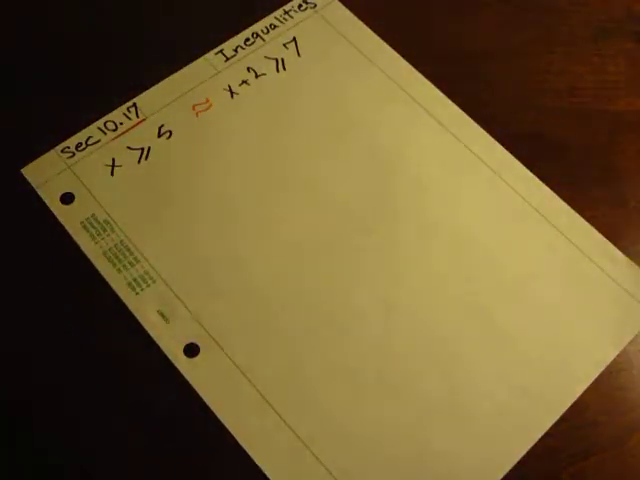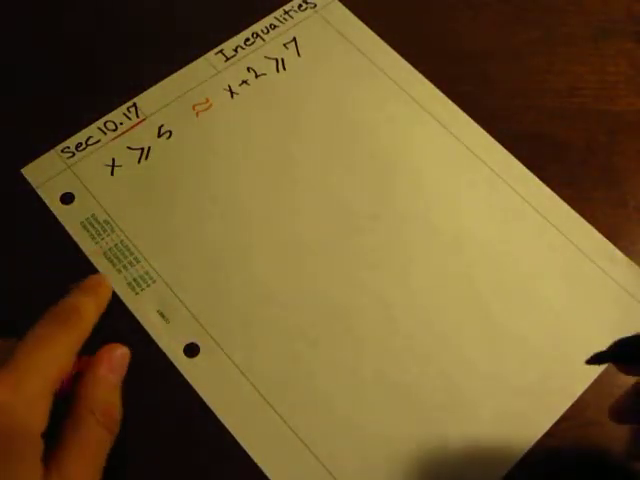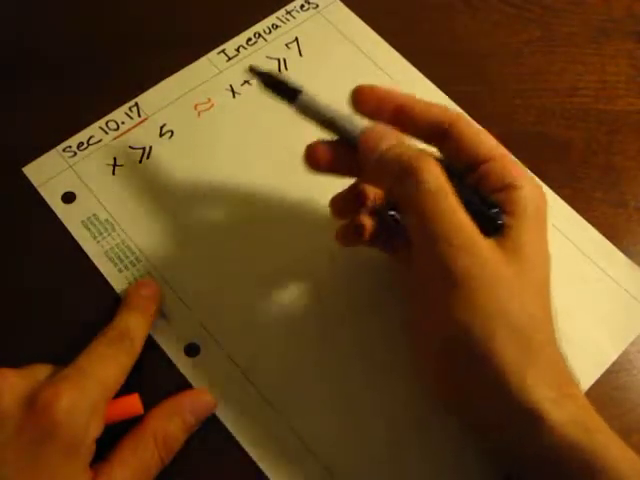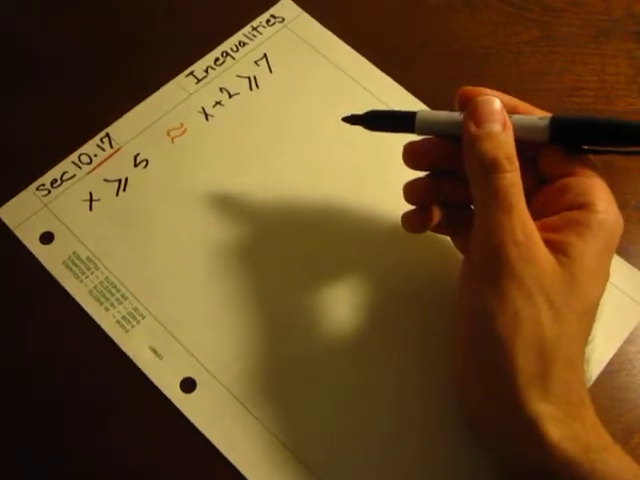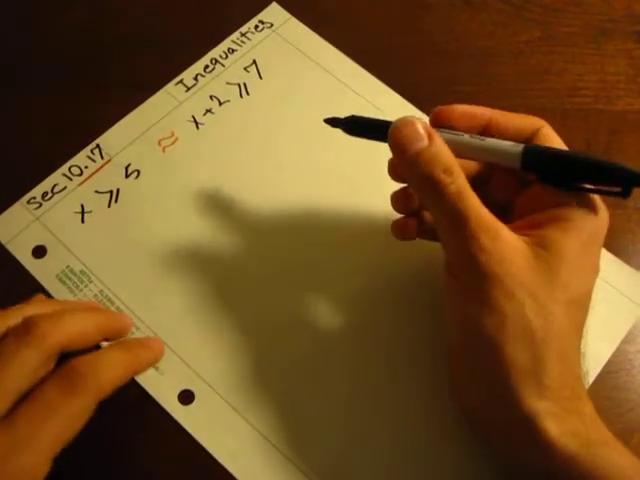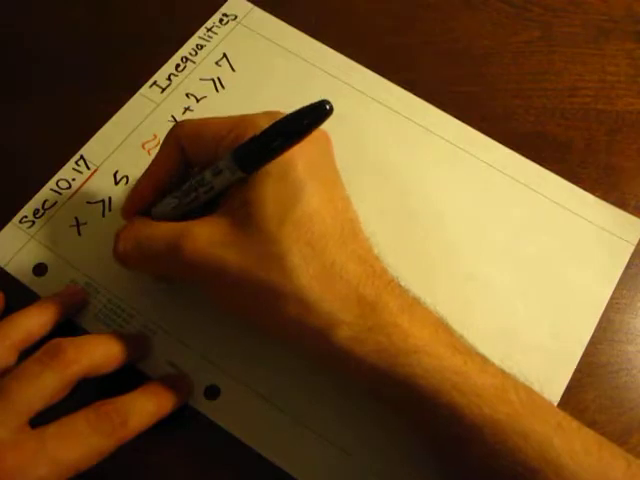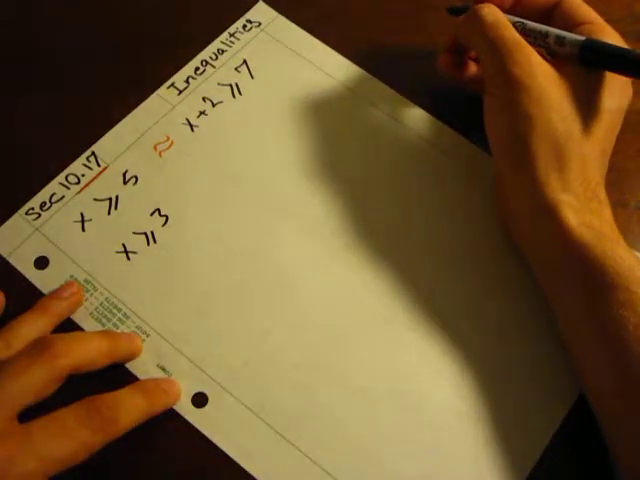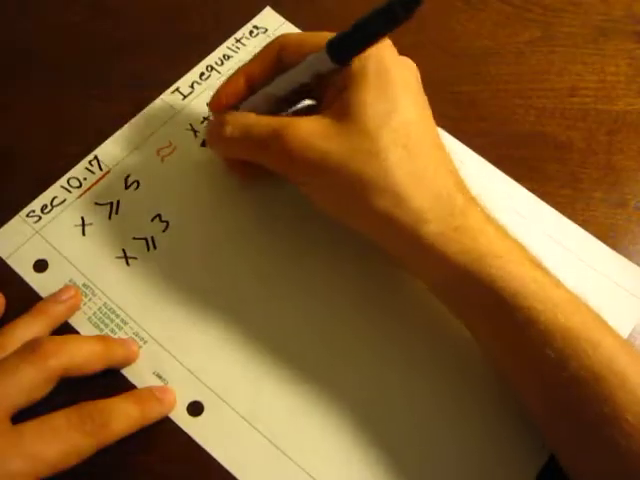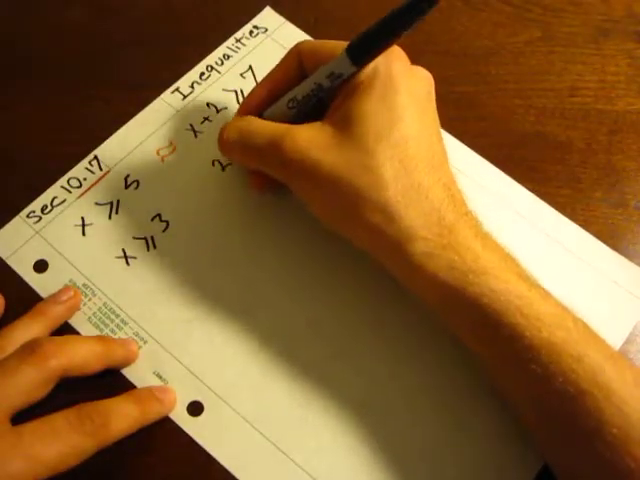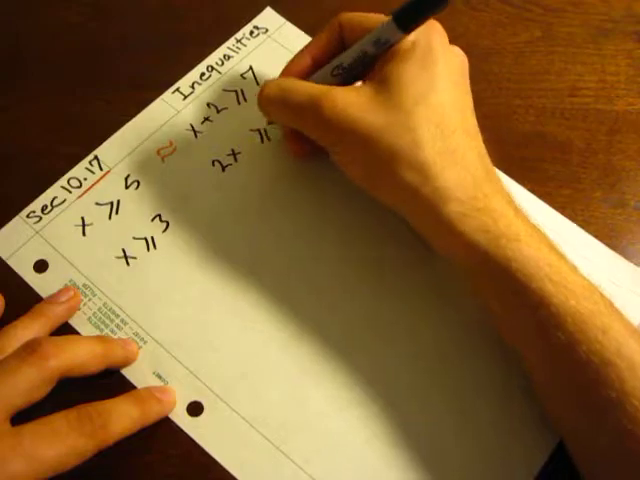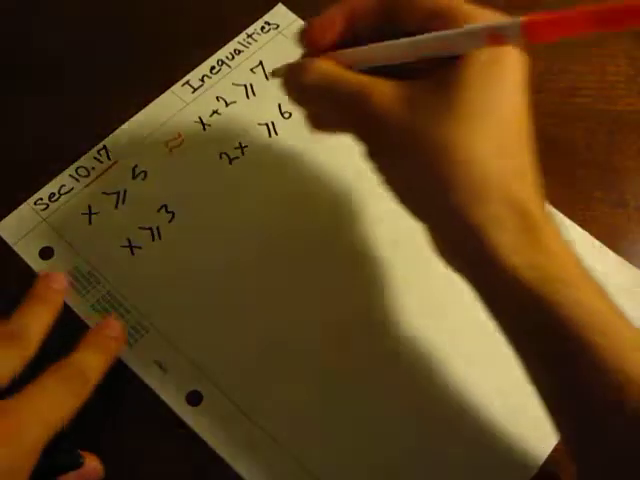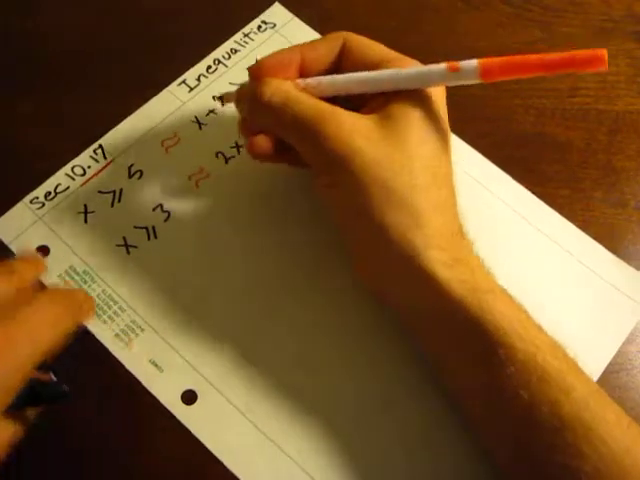I can multiply a number by both sides of an inequality and I'm still going to get an equivalent inequality. For example, x is greater than 3. I multiply both sides by 2. So it's 2x greater than 6. And as you see, these two inequalities are equivalent as well.